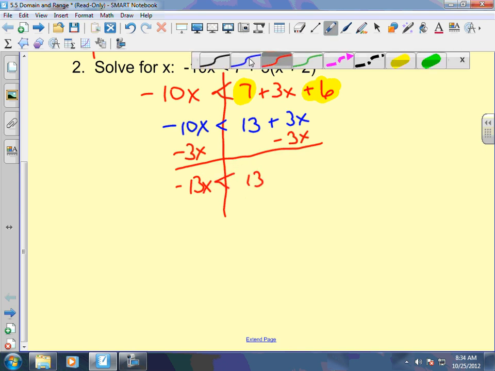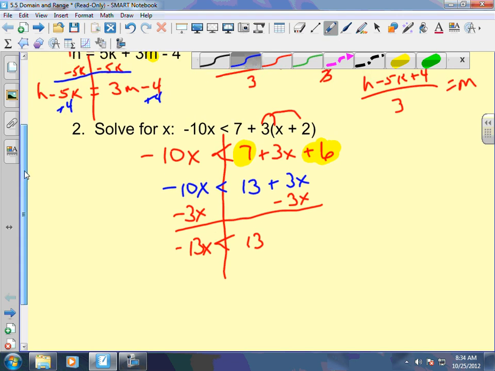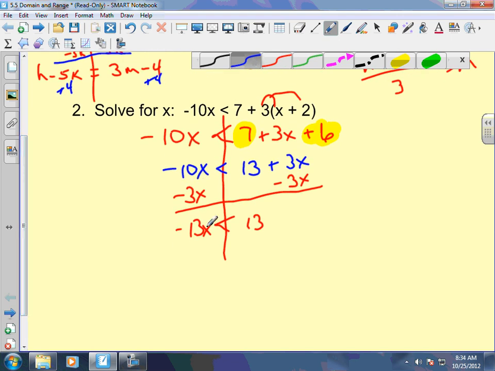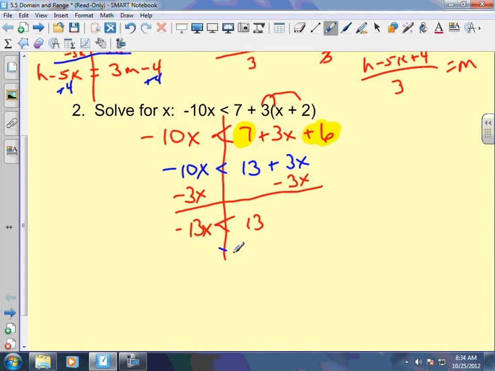Now, I have all my x's on one side. So I look at my x. Is the number next to my x negative? Yes. That means my inequality is going to be flipped. I divide both sides by negative 13. My negative 13's cancel. X is greater than negative 1. That's my answer.